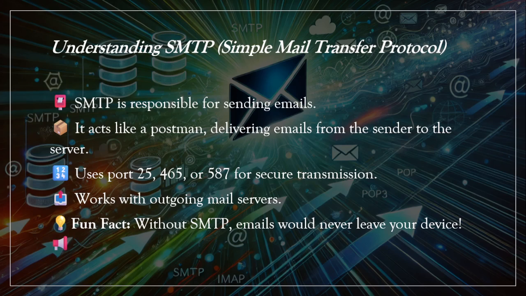Now for the delivery to happen, SMTP uses special pathways called ports. The most common ones are port 25. This is the standard SMTP port but often blocked by ISPs to prevent spam. Then we have port 465. It is a secured encrypted connection using SSL. Then we have port 587. This is the modern standard for secure email transmission.